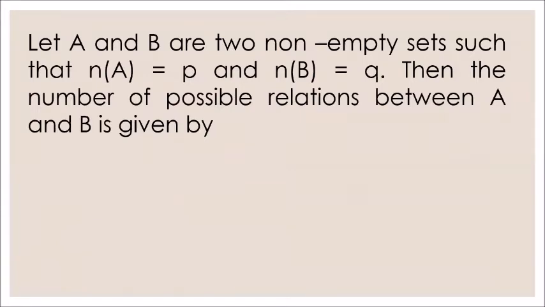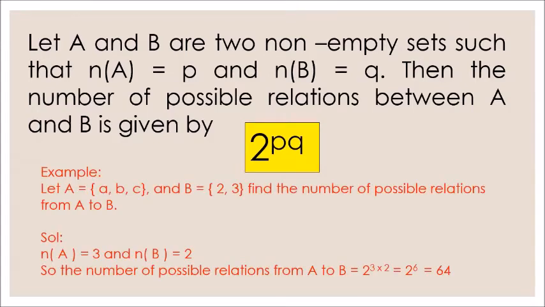The number of possible relations from one set to another. Let A and B be two non-empty sets such that n(A) is p and n(B) is q. Then the number of possible relations between A and B is given by 2 to the power of pq. Example, let A be a set containing 3 elements, B be a set containing 2 elements. Then the number of possible relations from A to B is 2 to the power of 3 into 2, that is equal to 64.